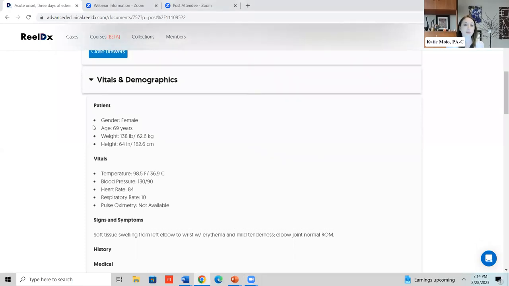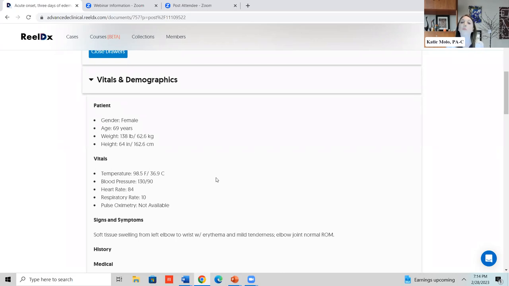The patient, as I mentioned, is female, 69 years old. She weighs 62.6 kilograms, which is 138 pounds in the US equivalent. Her height is 64 inches, which equates to 162.6 centimeters. The medical assistant collected the vitals. The temperature is 98.5 degrees Fahrenheit, which is totally normal.